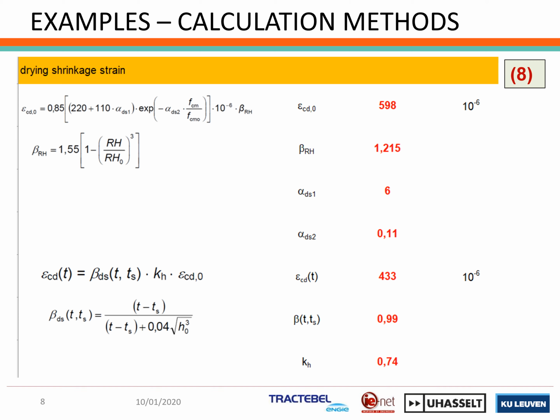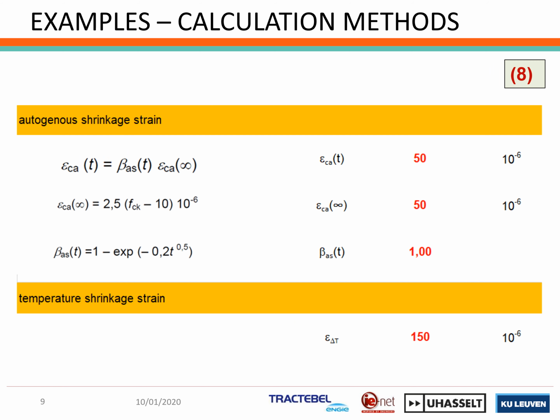The drying shrinkage strain is just plainly applying the formulas as given in the annex of the Eurocode 2, part 1.1, and we arrive at the end at 433 microstrain. The same happens for the autogenous shrinkage strain, and the temperature shrinkage strain we already have. It's 15 degrees times 10 to the power minus 5.